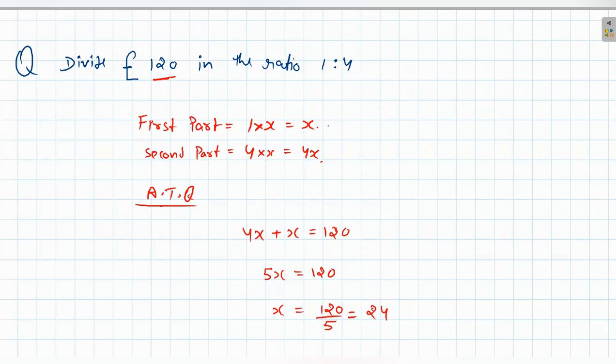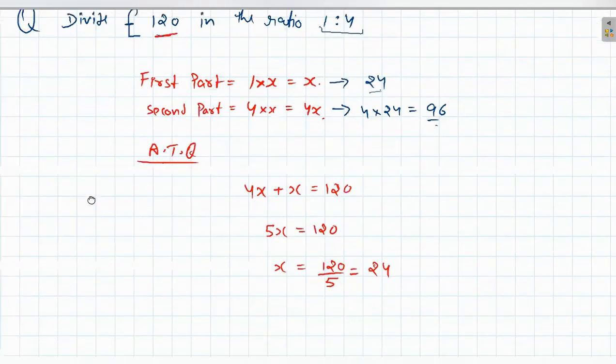So what are the parts in which I divided them? One is 24 only, and the next is 4 times 24, that will give you 96. Like if you add these two, 24 and 96, just check it, you're getting 120 again. So it means we are correct. Got it? And if you find the ratio of 24 and 96, you will have 1:4. Is it clear? Good.